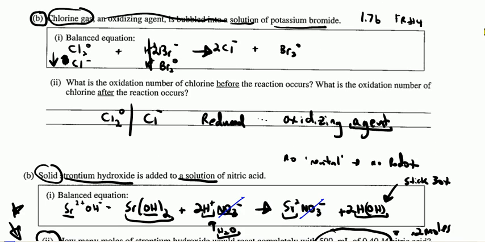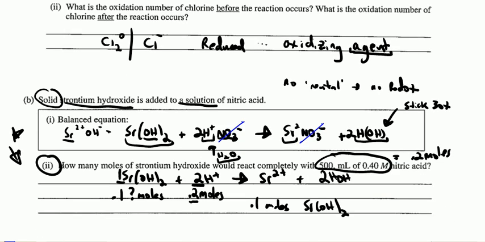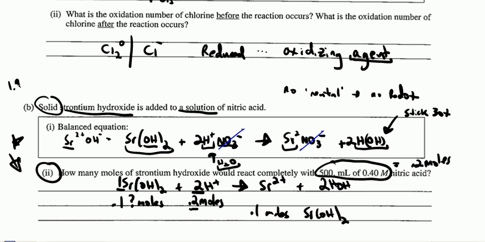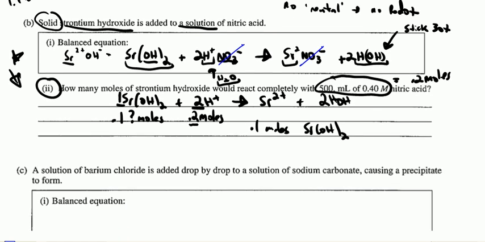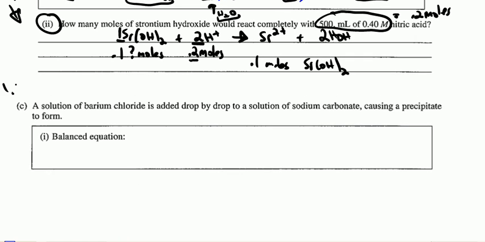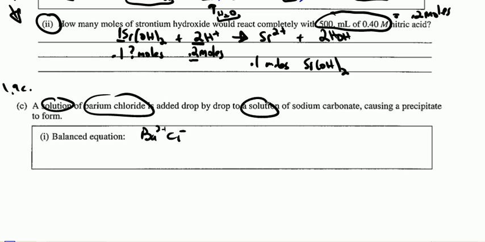This was 1.7 B. This was 1.9 B. And now we are going to do 1.9 C, just the first one. So a solution of barium chloride, so we have Ba2 plus and Cl minus, is added drop by drop to a solution of sodium carbonate, Na plus and CO3 2 minus.